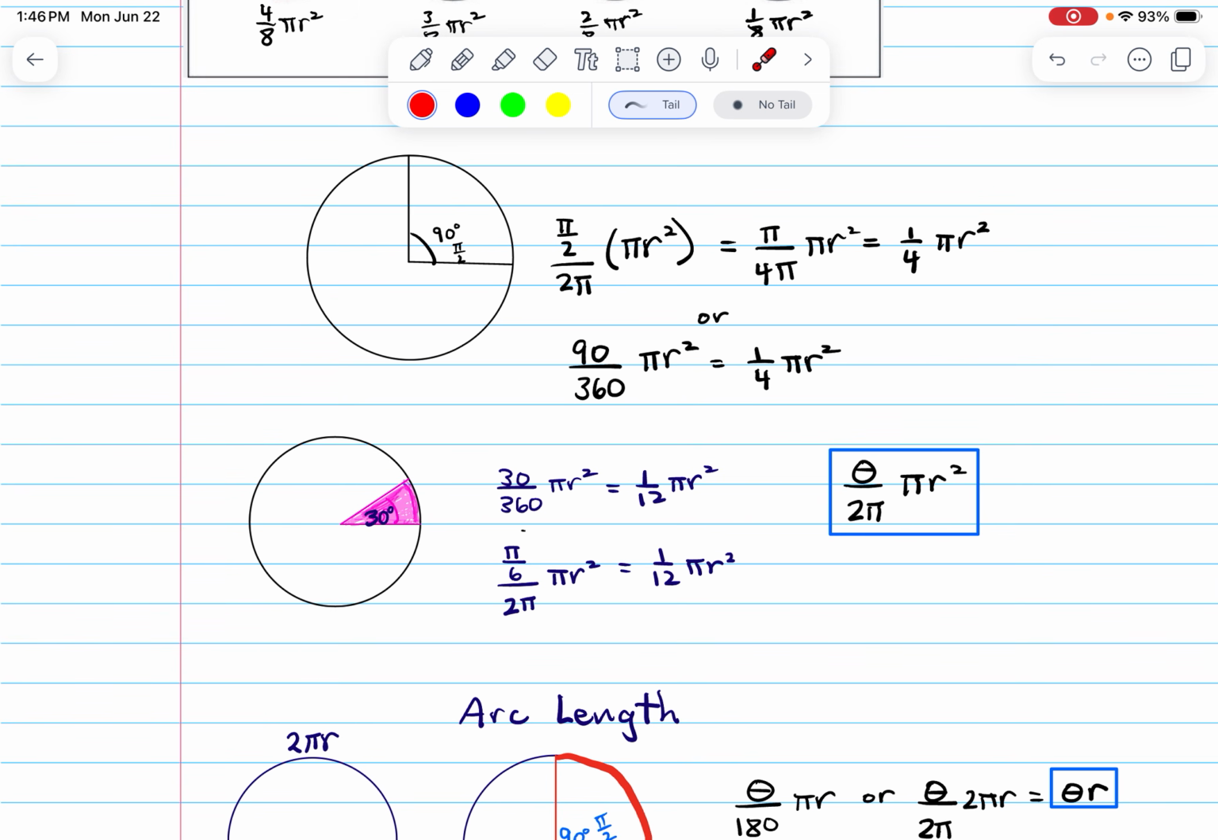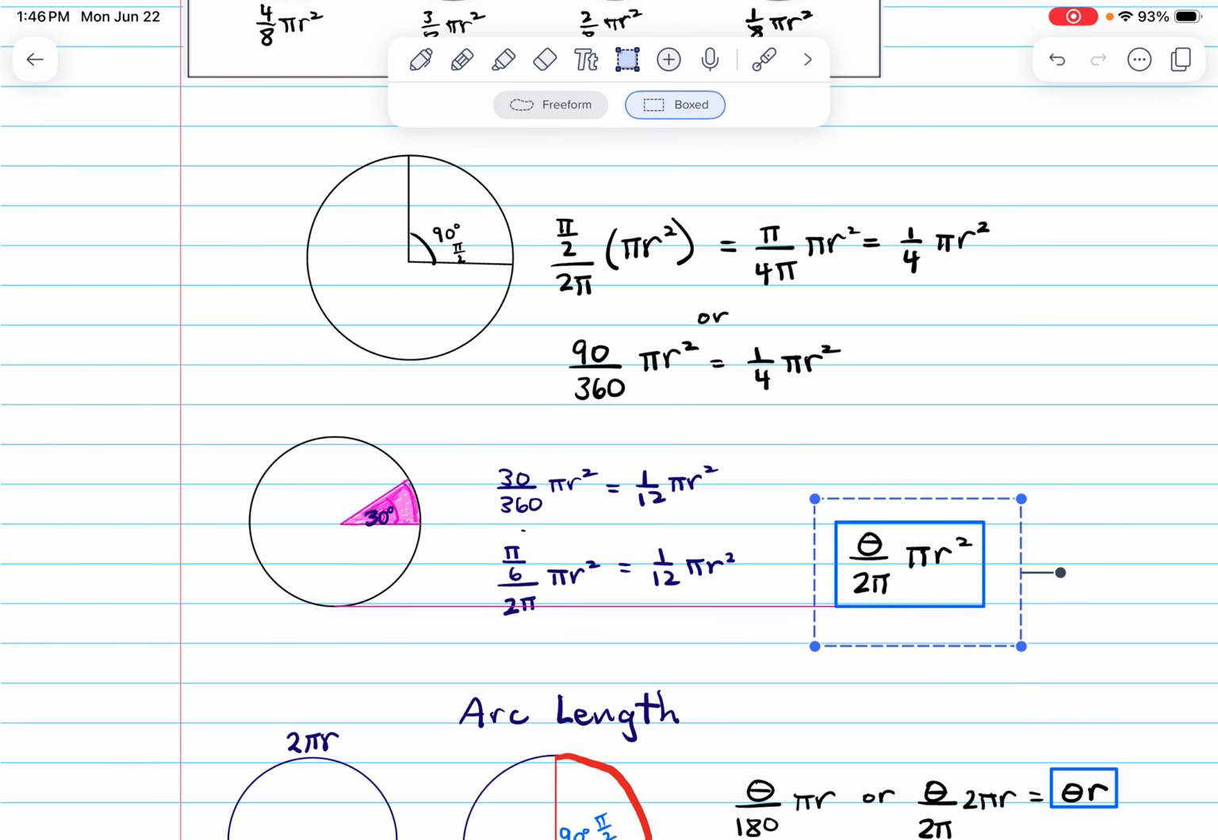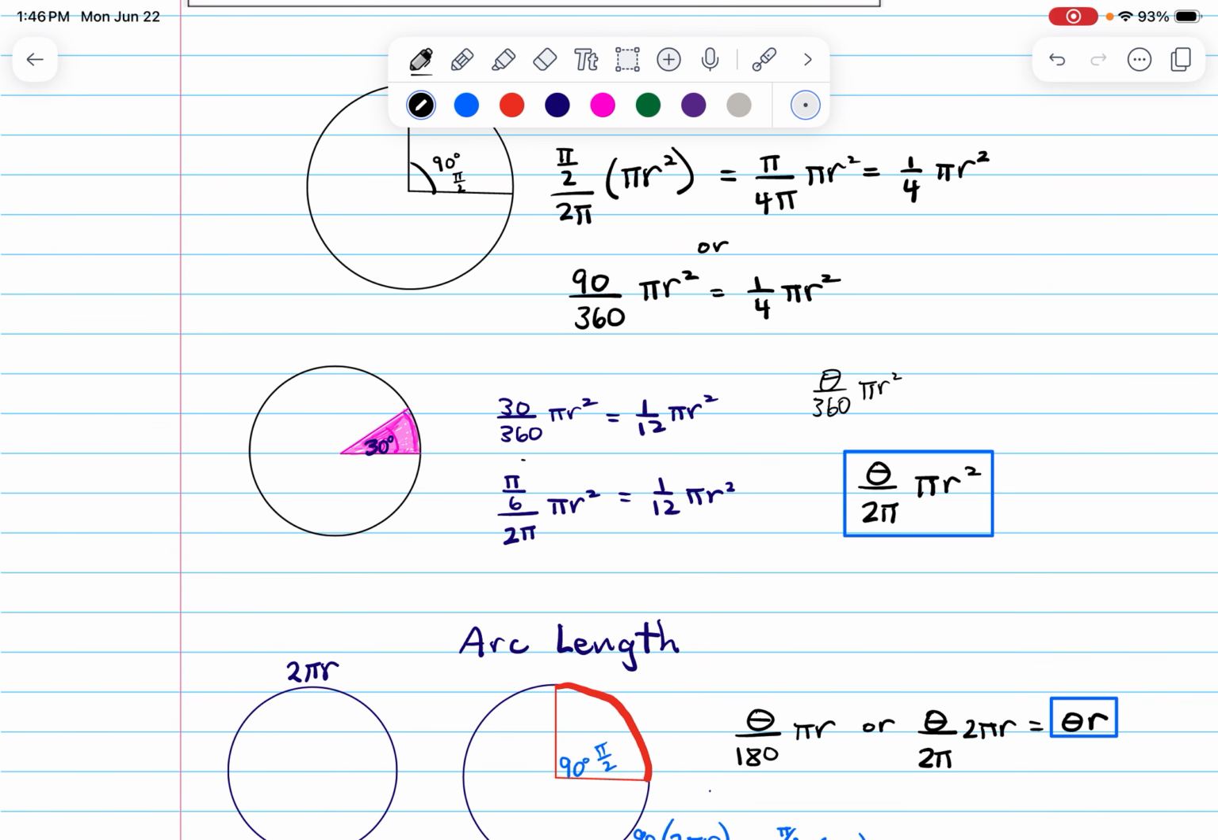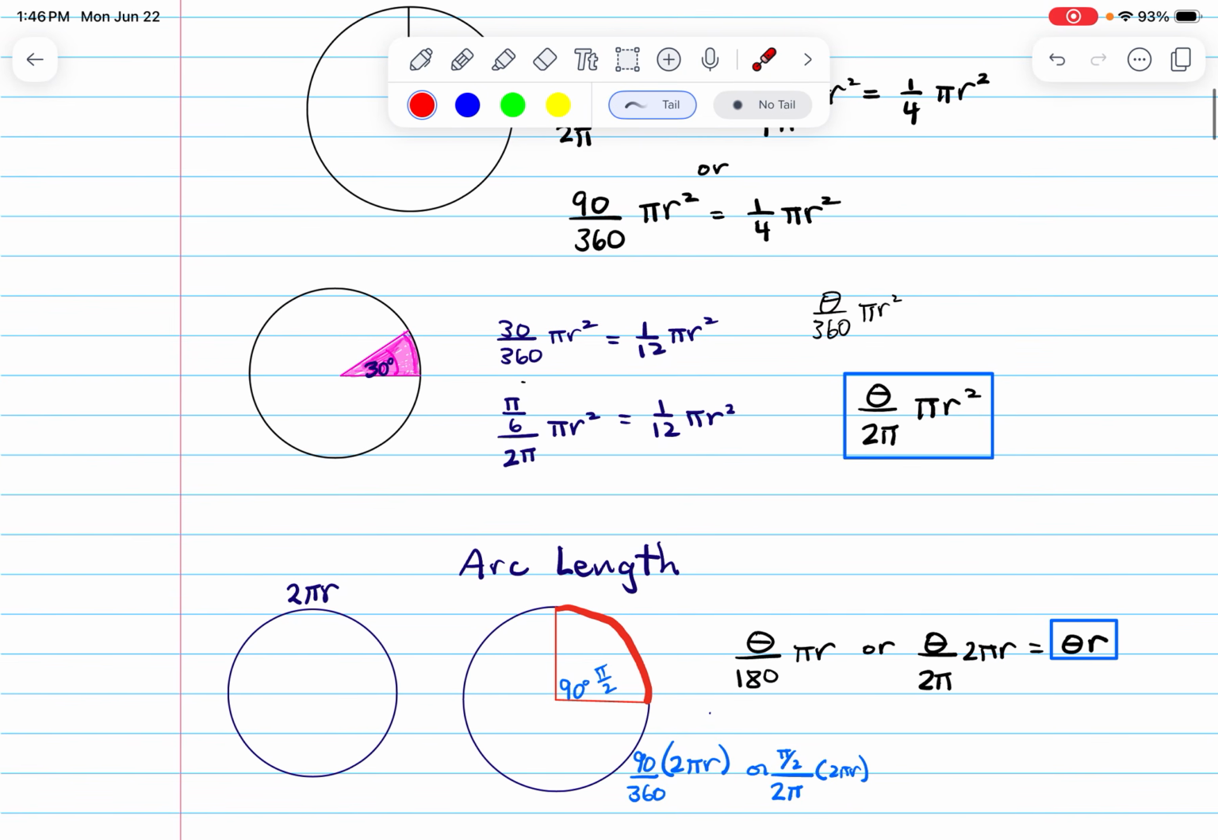Okay. So notice what we have here. We just take the angle measurement and divide it by 360. We could of course go theta over 360 times pi r squared, if theta is in degrees. But if we're in radians, 30 degrees is pi over 6 radians, so we've got pi over 6 divided by 2 pi times pi r squared, and that's 1/12 pi r squared.